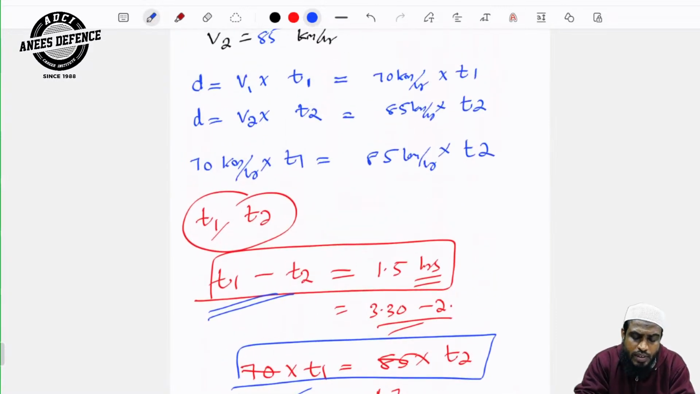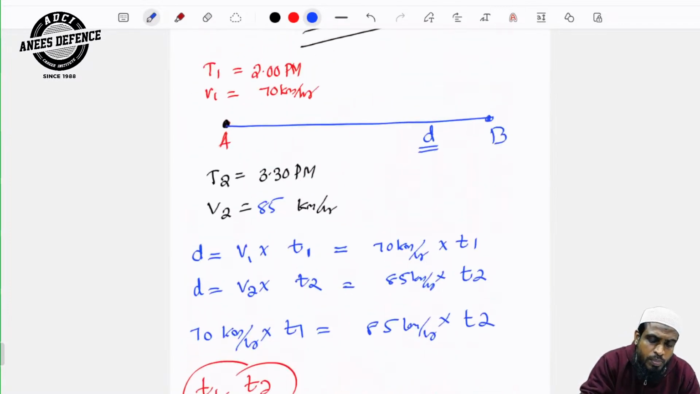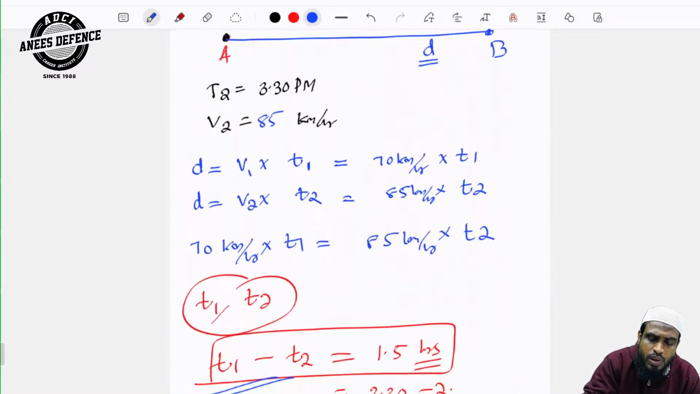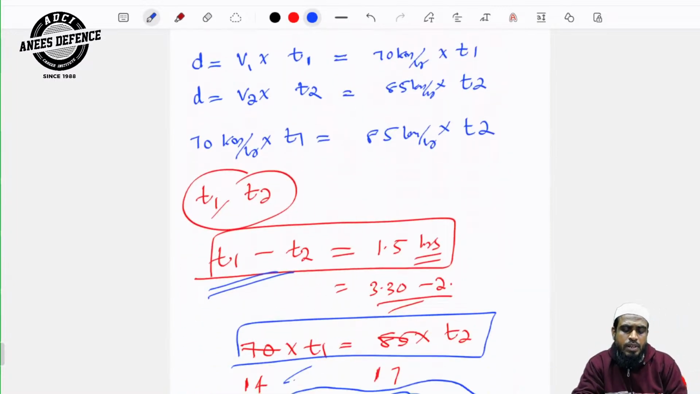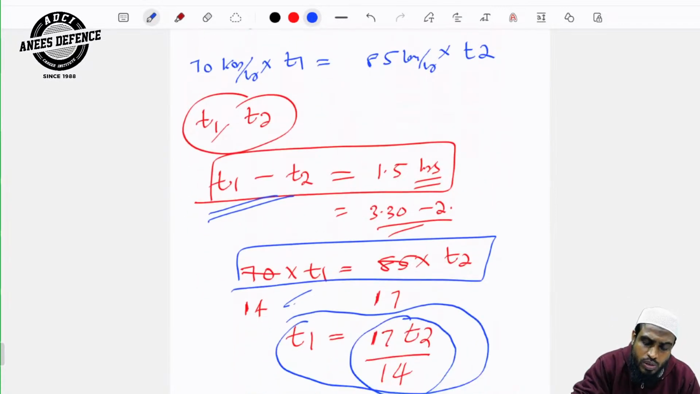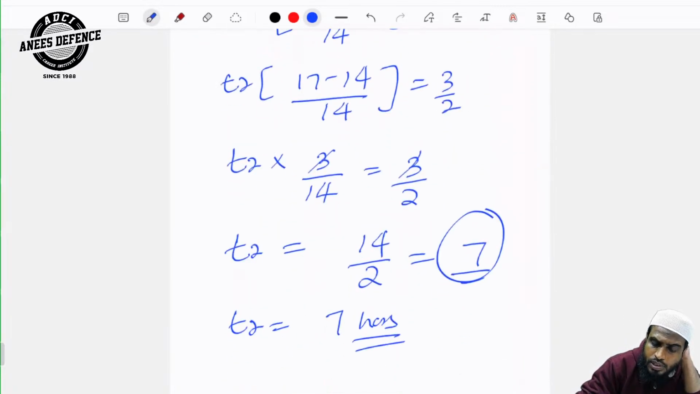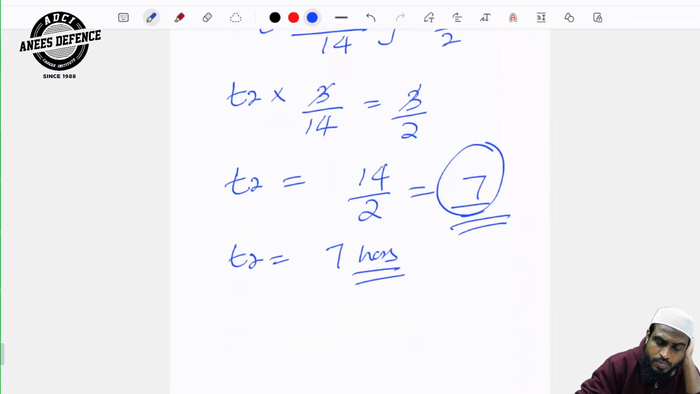So at some point they will meet each other. So what is the time difference between both? You have to consider the time difference, because 2 o'clock and 3:30 p.m. means there is a gap of 1.5 hours. So the difference in the time taken by the two trains can be taken as T1 minus T2 equal to 1.5. In this equation, instead of T1, put 17 T2 by 14. By solving that equation, you will finally get T2 equal to 7 hours.